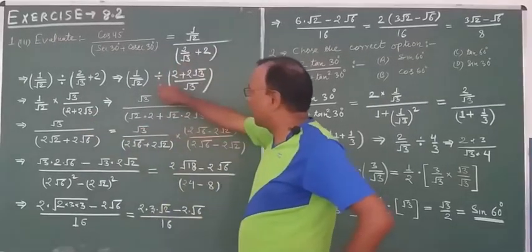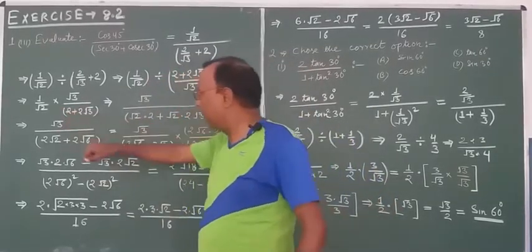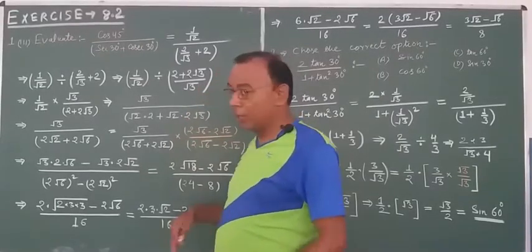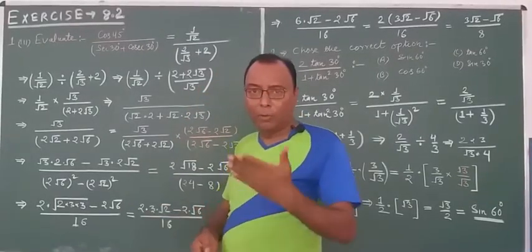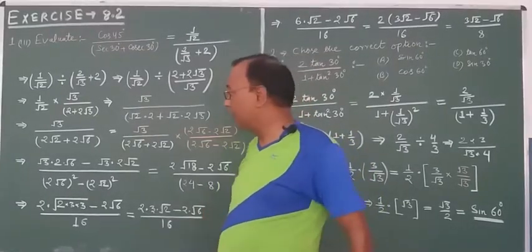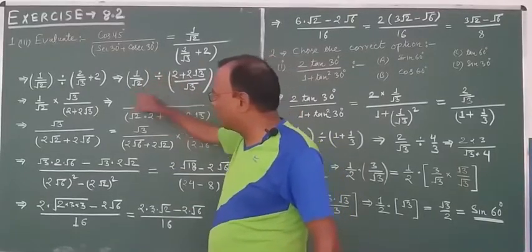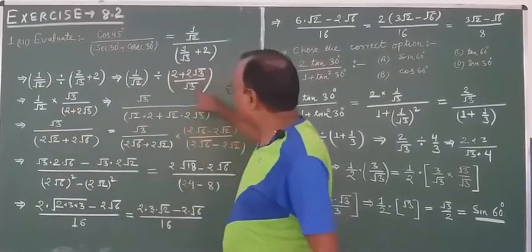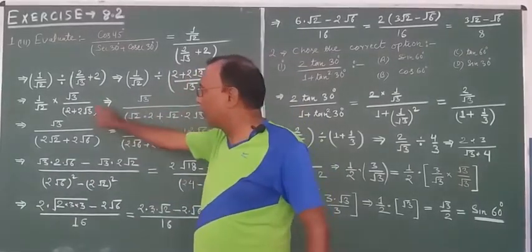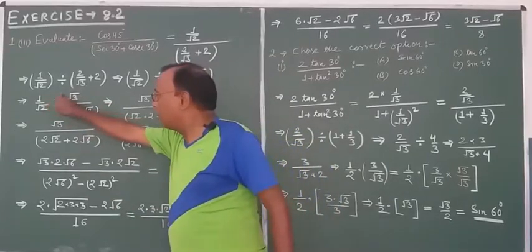This division sign will be changed into multiplication, and the second fraction will be inverted. Inverted means reciprocalized: the numerator will go at the denominator place and the denominator will go at the numerator place. So 1 upon under root 2 will become multiplication with under root 3 divided by 2 plus 2 under root 3. It means 1 into under root 3.